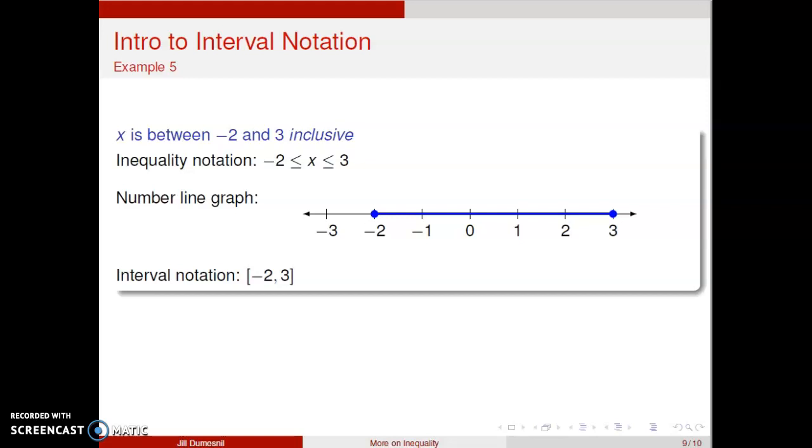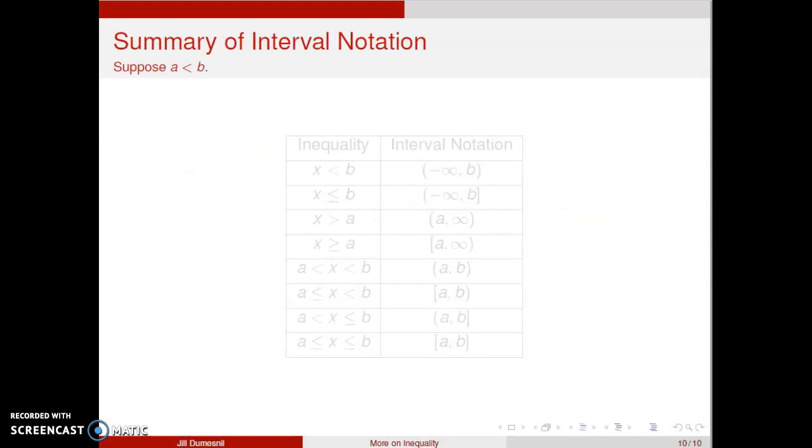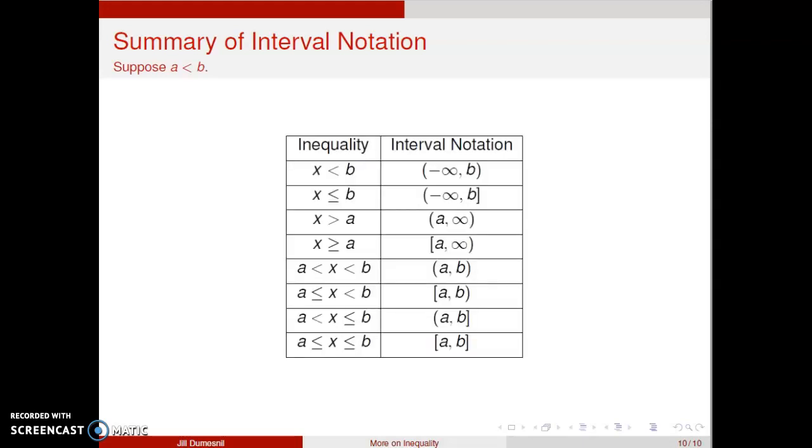We should note that it is possible to include only one of the endpoints, in which case the interval notation would have one square bracket and one open parenthesis. In general, we can summarize all the options for interval notation. Assume that A is less than B so that we know A lies to the left of B on a number line.